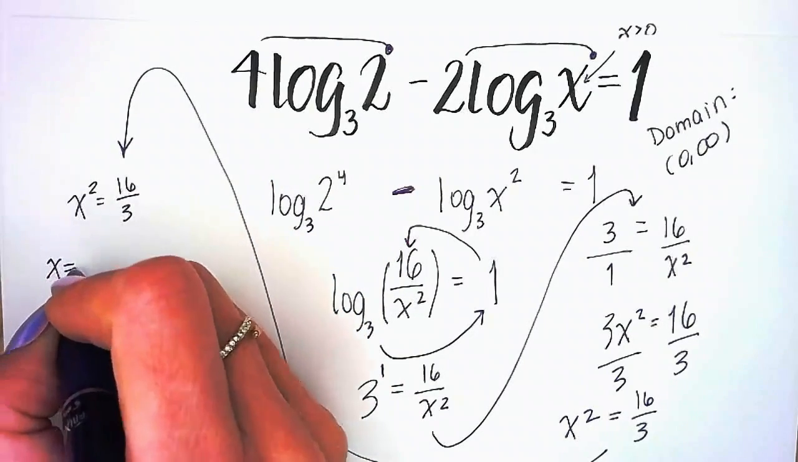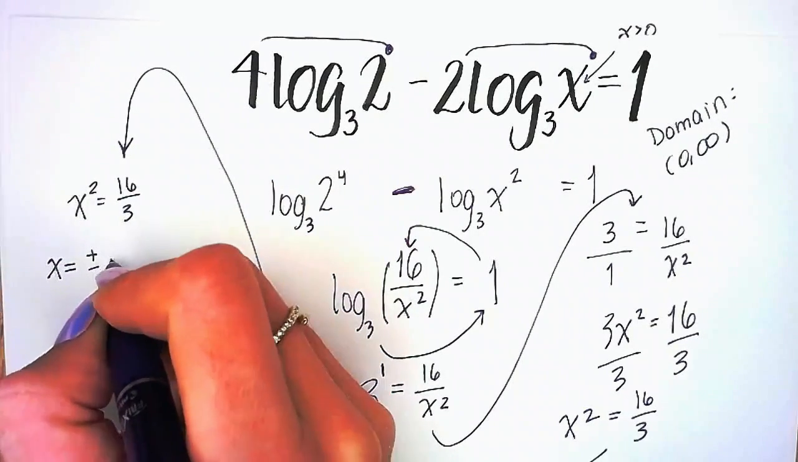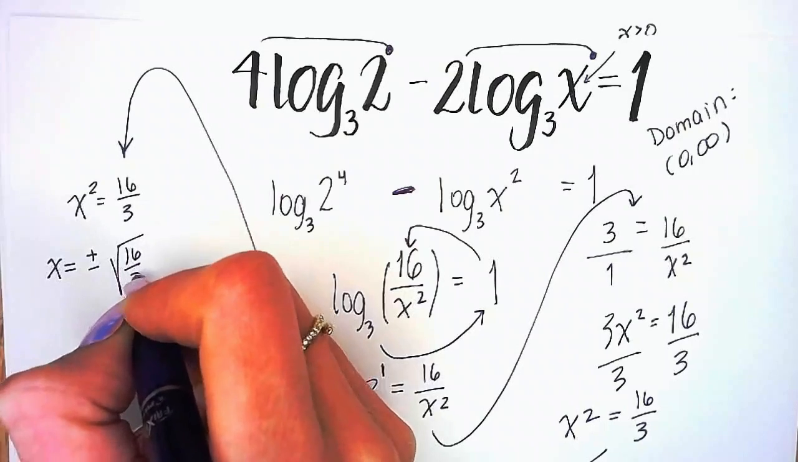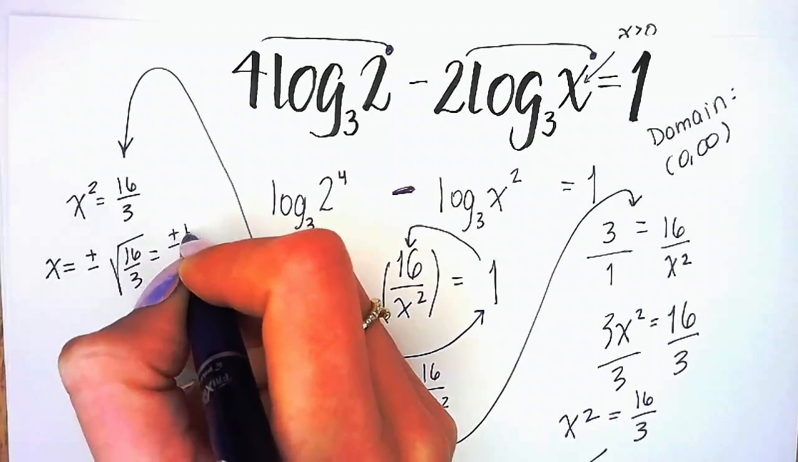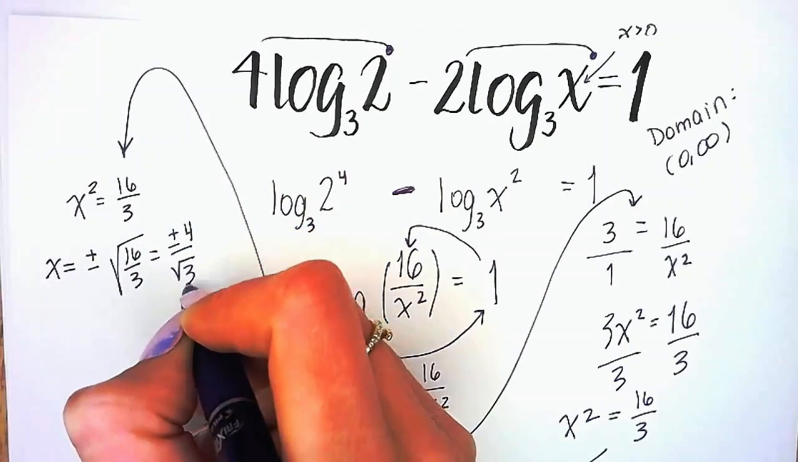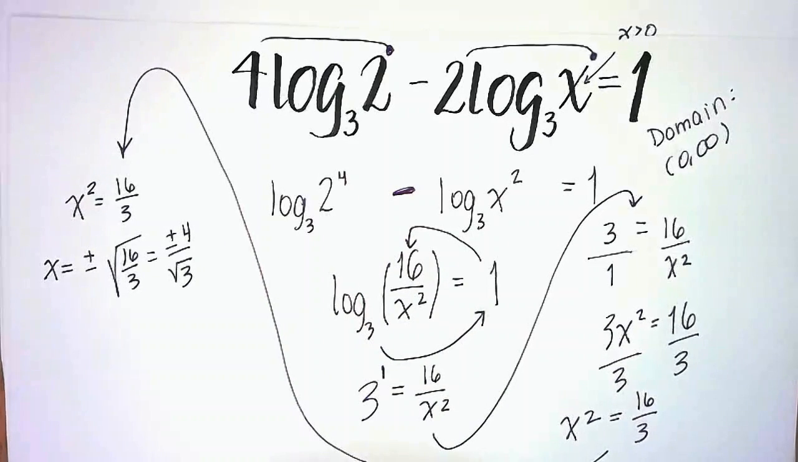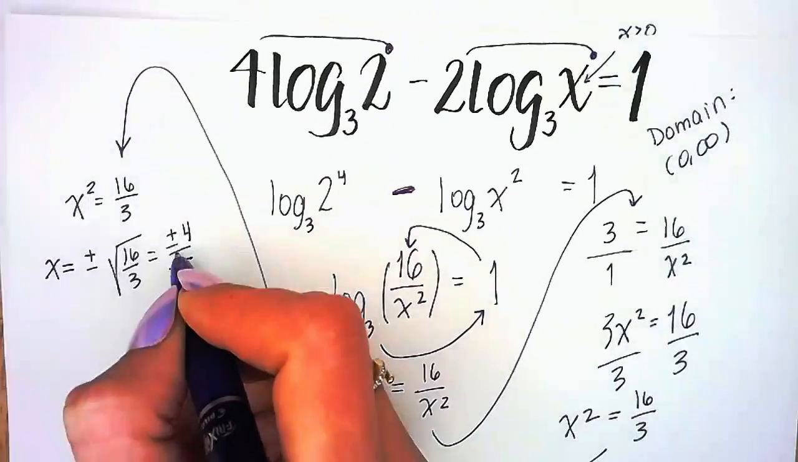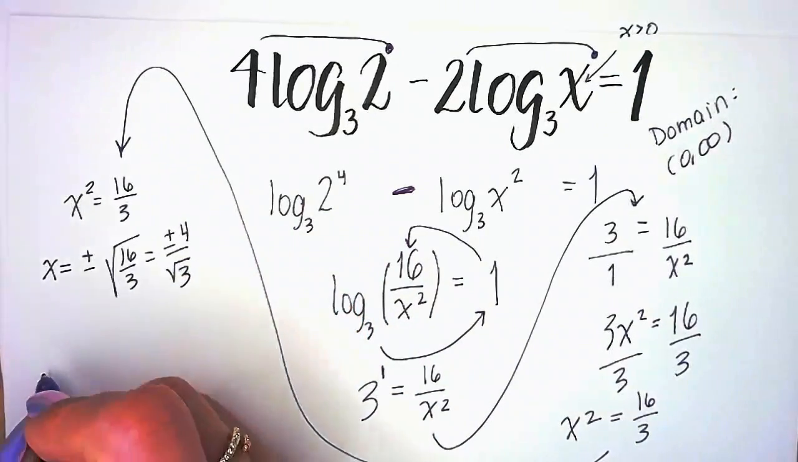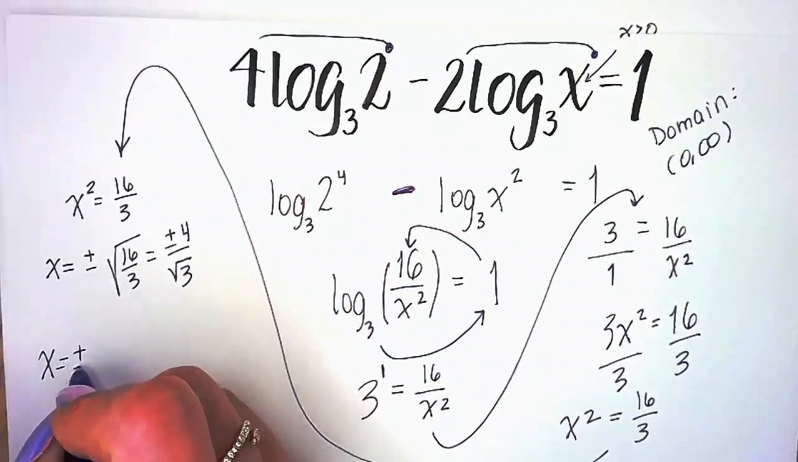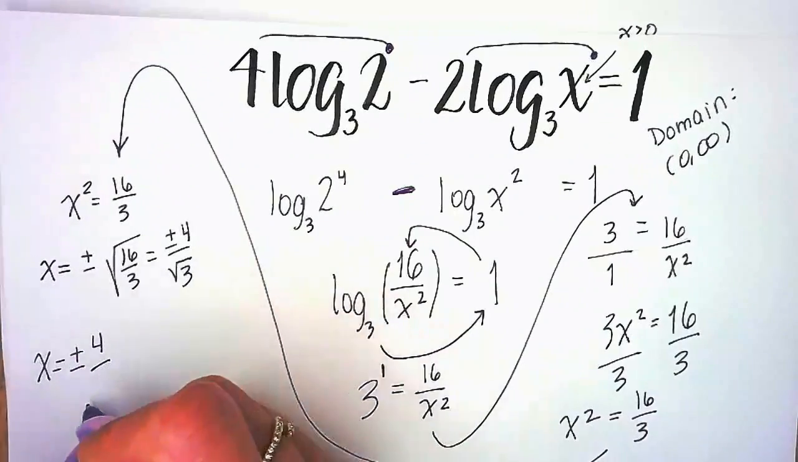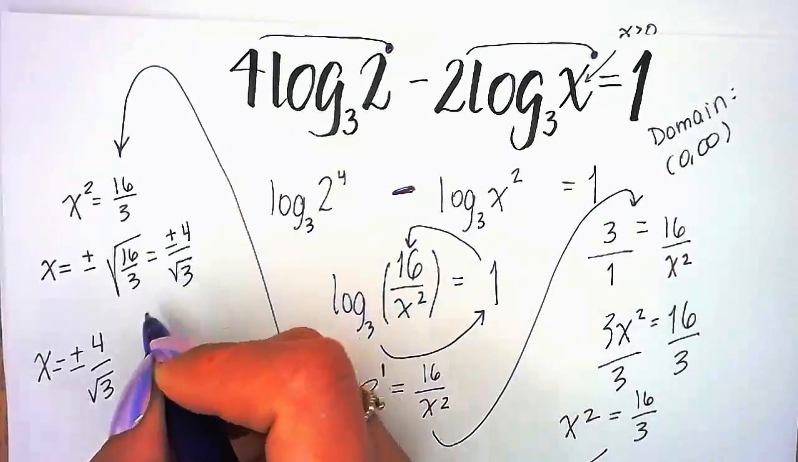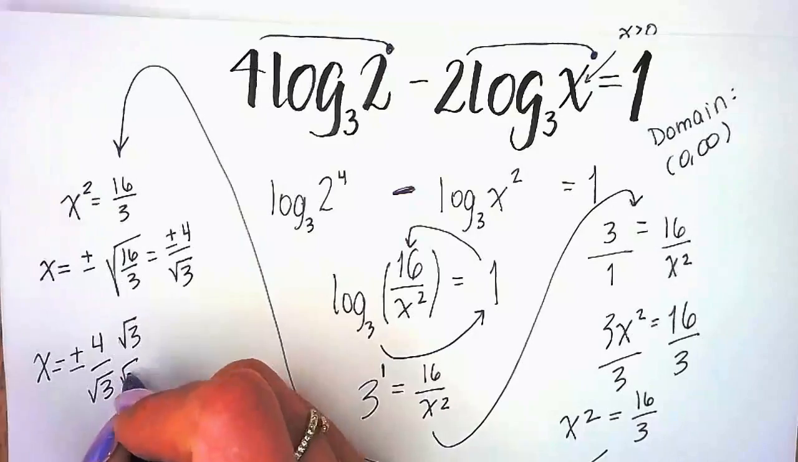We're going to take the square root of both sides. We start with the plus minus. Square root of 16 is 4. Square root of 3 is square root of 3. We need to do something about this denominator. It's called rationalizing the denominator, because radical 3 is an irrational number.